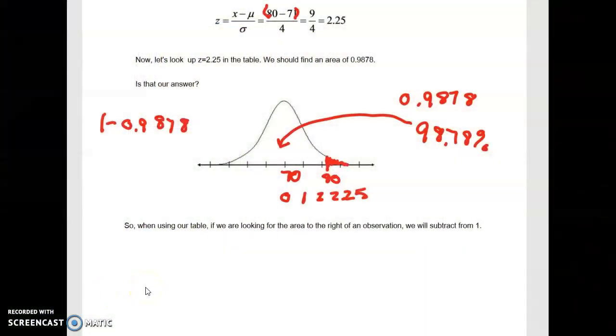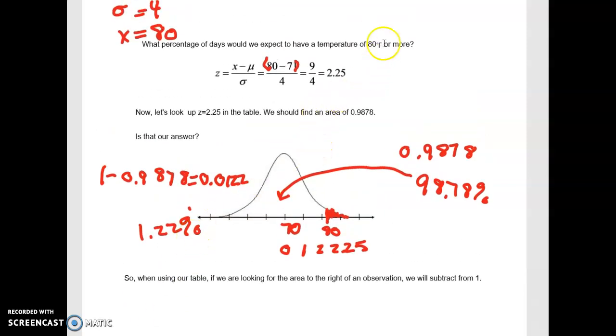So that tells me that this 0.0122 is what we get when we subtract. So that's going to be equal to 1.22%, which is in fact that little tiny shaded area right there. So the area above 80 is that 1.22%.